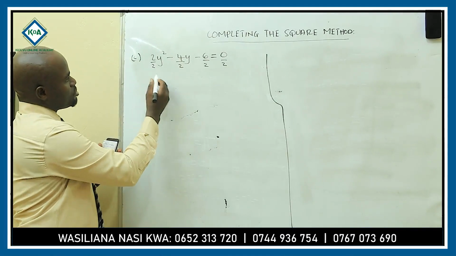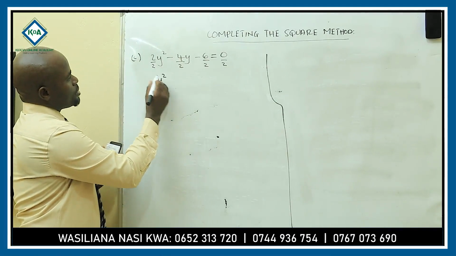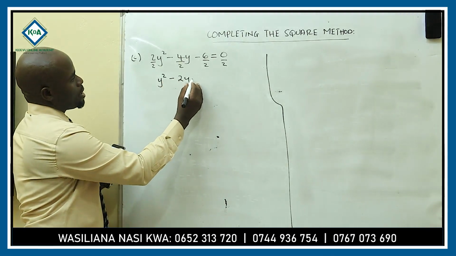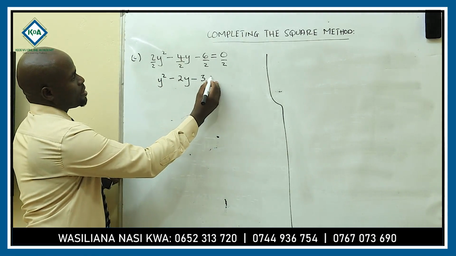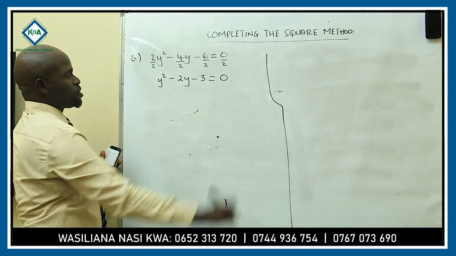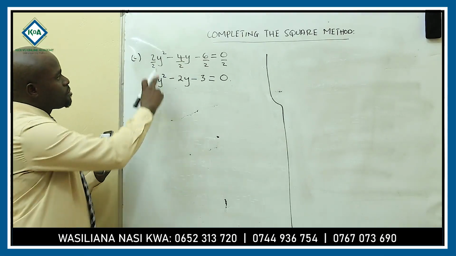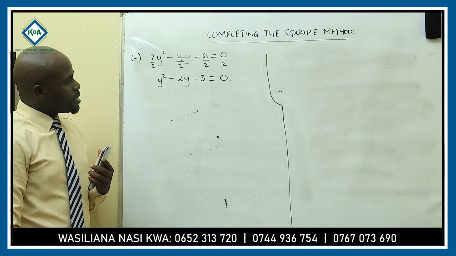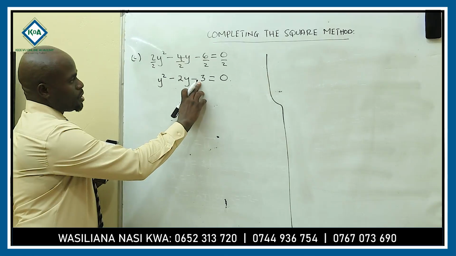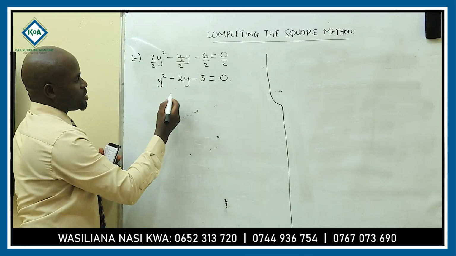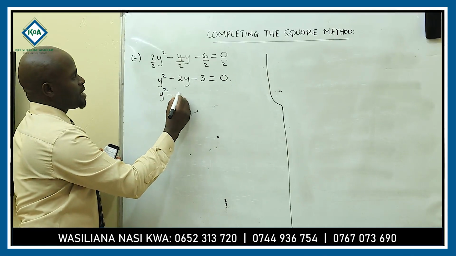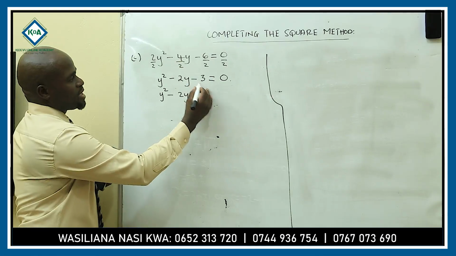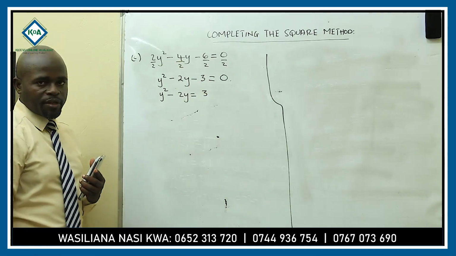So after dividing by 2 here, it will be y squared, because these 2 will cancel, minus 4 divided by 2, it will be 2y, minus 6 divided by 2, it will be 3, is equal to 0 divided by 2, the answer is 0. So our equation now is changed from this to this. Now the coefficient of y squared is 1. The next step is we shift this negative 3 to the other side. So it will be y squared minus 2y is equal to positive 3. This is minus, when it goes there, it will be positive 3.